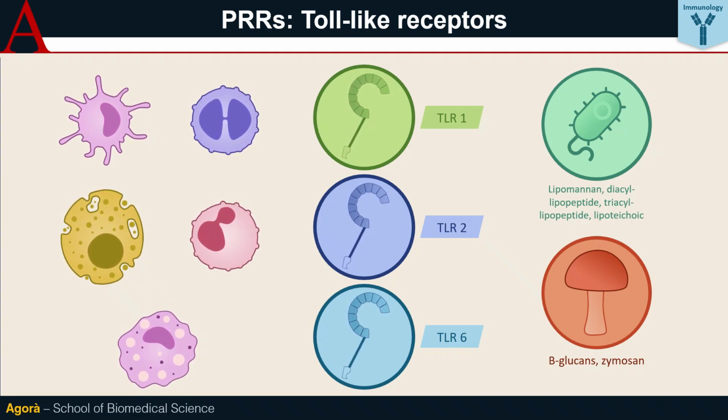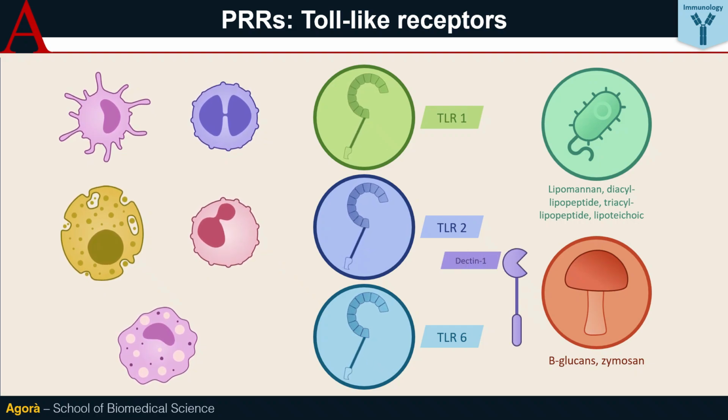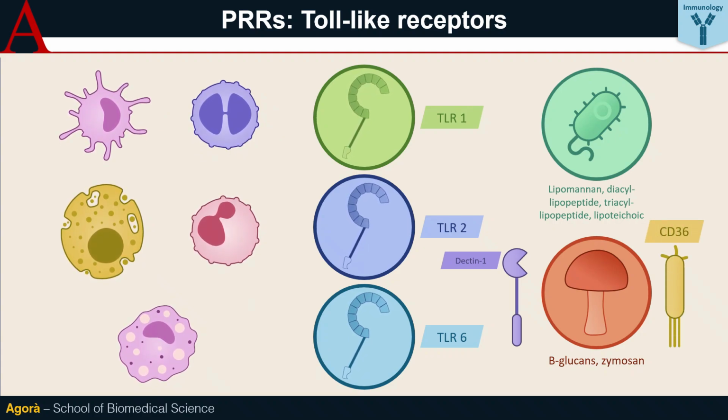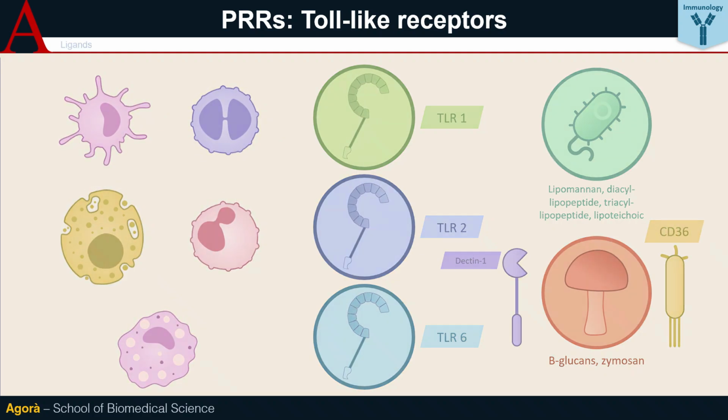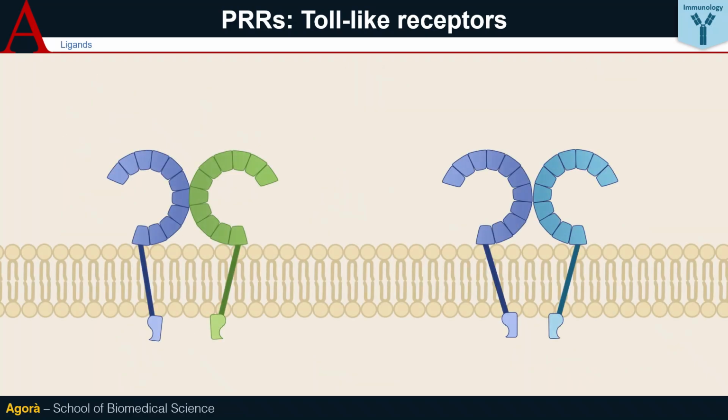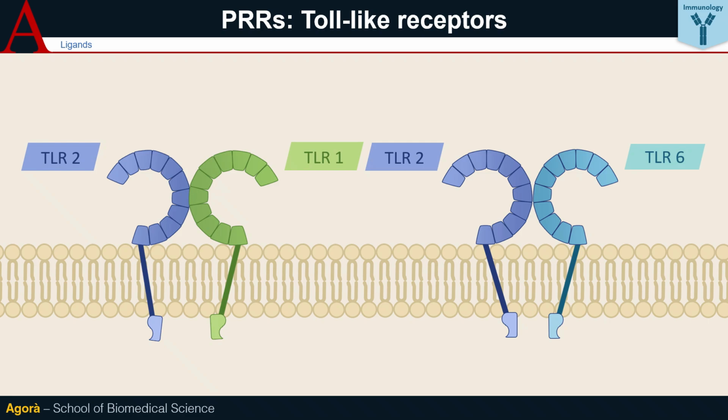Recognition of beta-glucans in particular involves the collaboration between TLR2 and dectin-1, which in turn cooperates with the scavenger receptor CD36 to detect long-chain fatty acids. To initiate signaling, these three receptors create heterodimers, specifically TLR1 and TLR2, and TLR2 and TLR6. This is a unique case among TLRs. All others form homodimers.